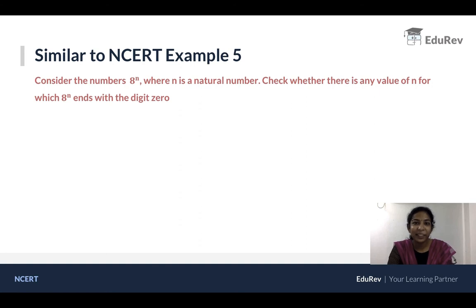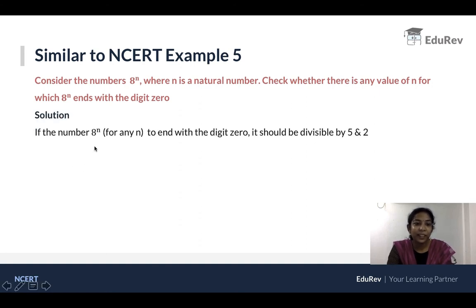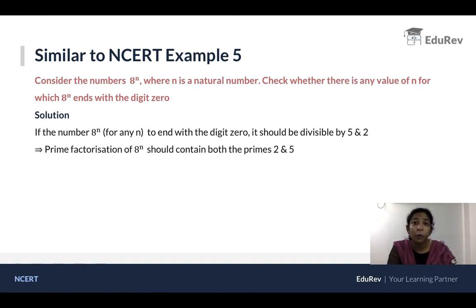Let's dig a little bit deeper. If the number is 8 power n and it should end with the last digit 0, what is the condition? It should be divisible by 10. 10 is not a prime number, so write its prime factors, that is simply 2 and 5. That means if the last digit should be 0, it should be divisible by 5 and 2. When you write its prime factorization, it should contain both 5 and 2. Both of them should be there. If only one is there, you can't say it is divisible by 10.